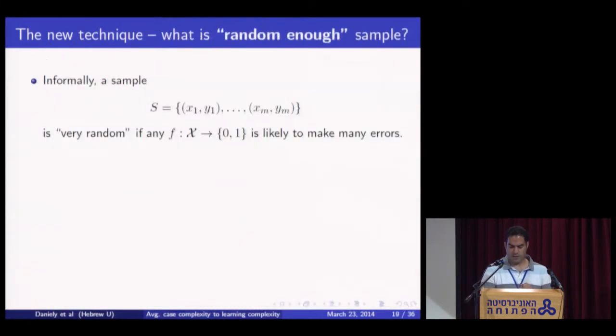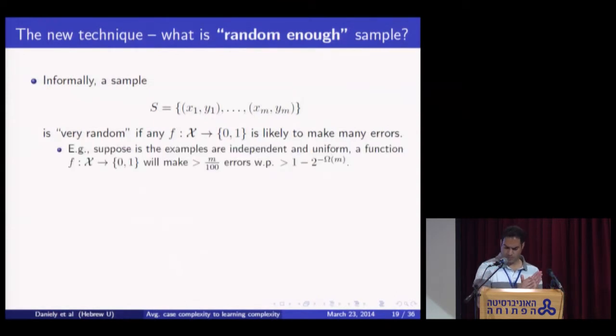Okay, so what do I mean by very random? Intuitively, a sample S is very random if the following holds: every function f is likely to make a lot of errors on this sample. Let's see a simple example. Suppose, for example, that all the examples in S are uniform and independent from one another. Then it is not hard to see that if we take a function f, then with very high probability, with probability of 1 minus 2 to the minus m, it will make more than m over 100 errors.